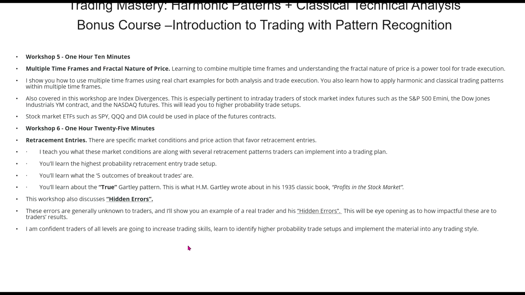And I am very confident that this is going to increase your trading skills and your understanding of market behavior, and that you'll be able to implement it into any trading style that you choose to have. But you do have to learn to identify higher probability trade setups.